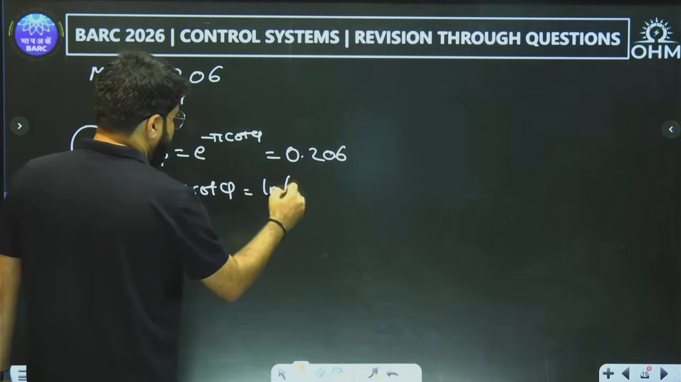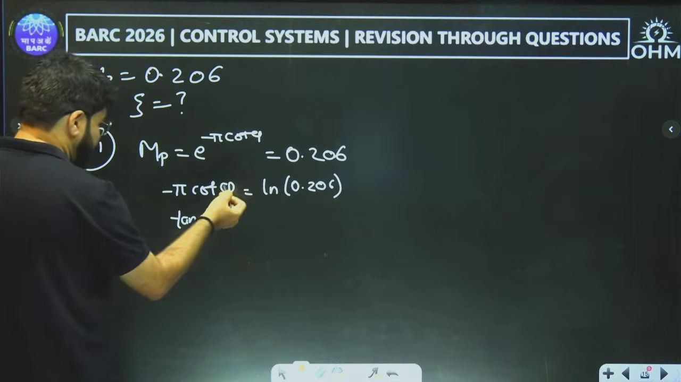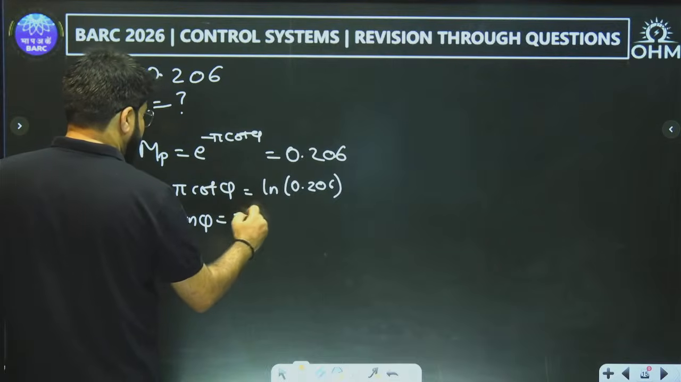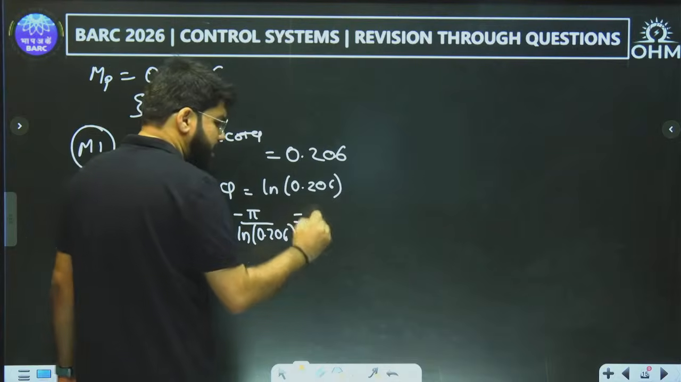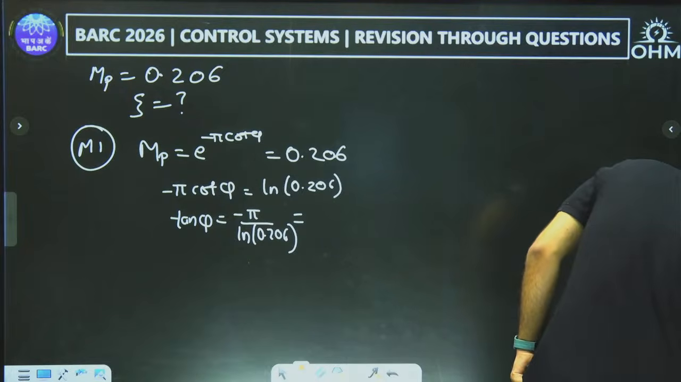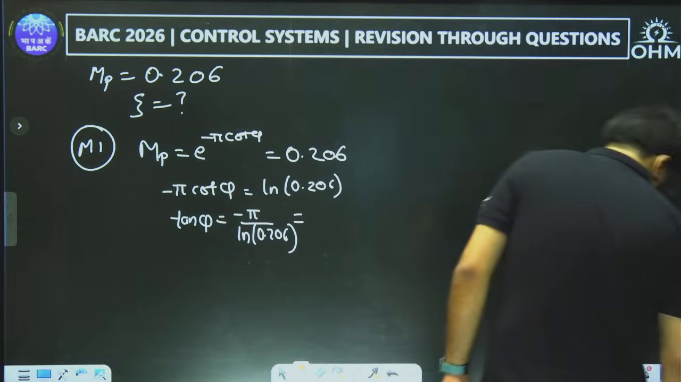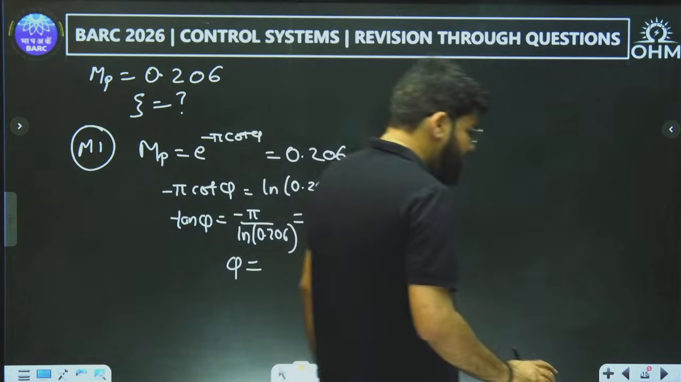You will have to take log on both sides, log 0.206. First calculate tan phi, because your calculator will have tan inverse rather than cot inverse. What is tan? 1 upon cot. So if you take tan phi, it is minus pi, and the log will come up here. Let me see how much this value turns out to be. Plus only, minus already is there, 1.988. Then you can calculate the tan inverse and write down the value of phi.